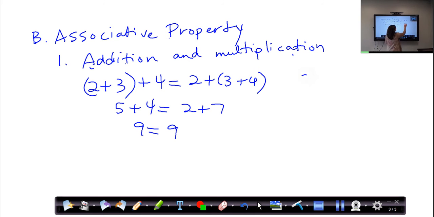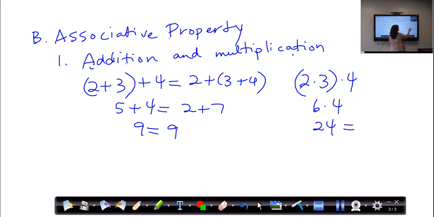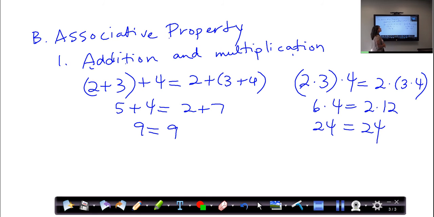Now with multiplication, it says, what if I take a 2 times a 3 and then multiply a 4? Well, 2 times 3 is 6. 6 times 4 is 24. But then what if I flip it around and let's do the 3 times the 4 first? Well, 3 times 4 is 12. 2 times 12 is still 24. So that's what your associative property does. It allows you to regroup whenever you multiply and whenever you add.